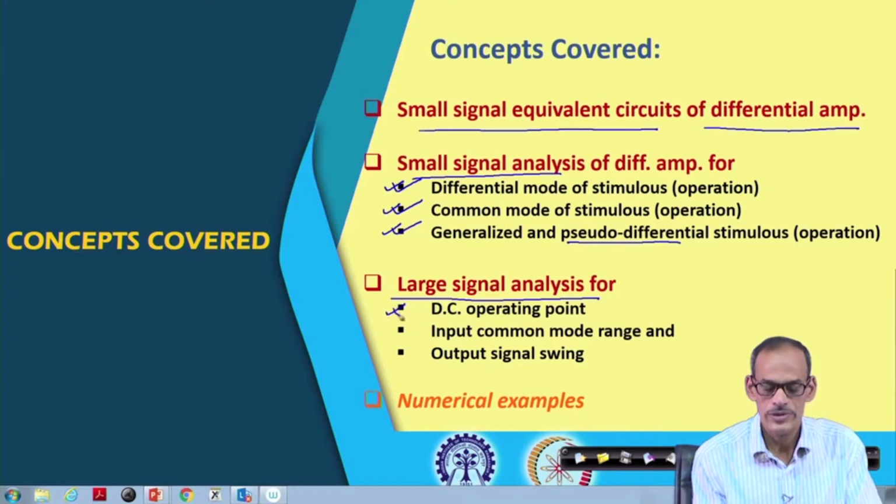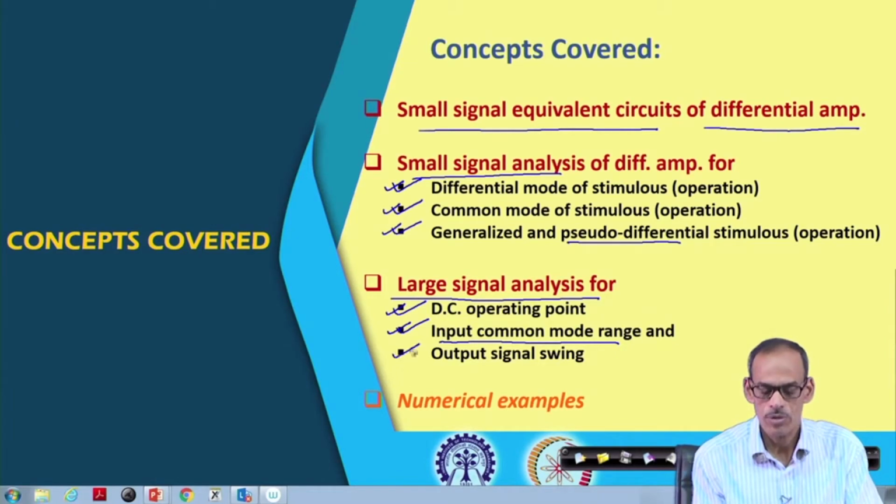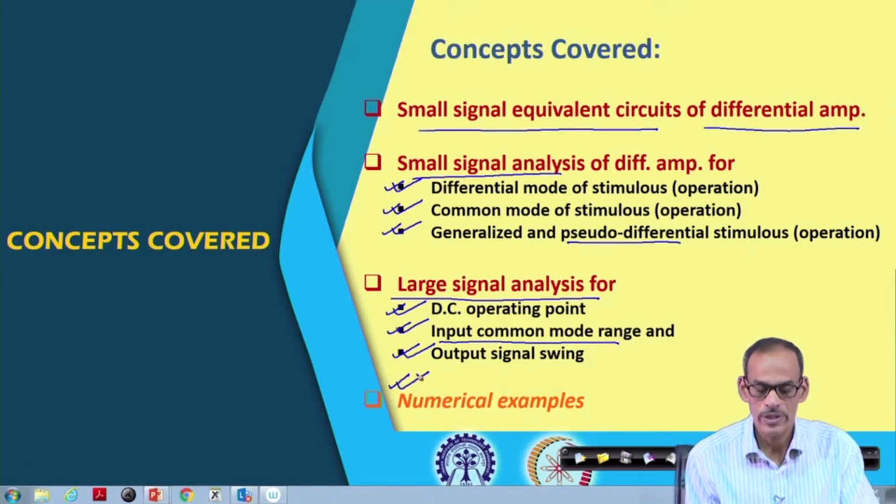To start with, we shall discuss DC operating point analysis, and then we shall talk about the input DC voltage range over which devices are in the proper region of operation, which is commonly known as input common mode range. And then we shall talk about the possible signal swing for a given circuit, which is referred to as output signal swing. Numerical examples will follow after that, but I am not sure whether we will be able to cover them today. Yes, this is the overall flow.